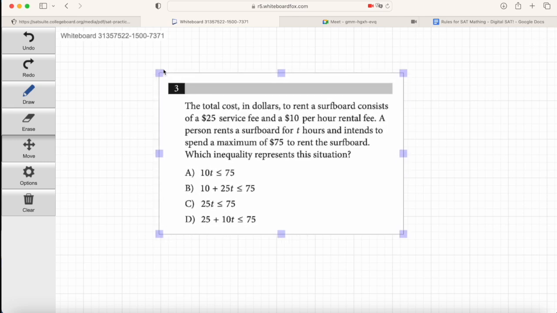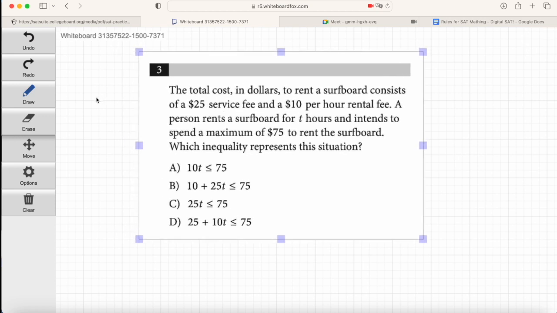I'm going to increase the size of this here a little bit. There we go. Okay, go ahead and read question number 3 for us, please. The total cost in dollars to rent a surfboard consists of a $25 service fee and a $10 per hour rental fee. A person rents a surfboard for 2 hours and intends to spend a maximum of $75 to rent the surfboard. Which inequality represents the situation?